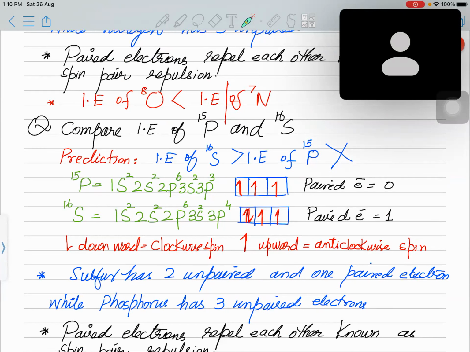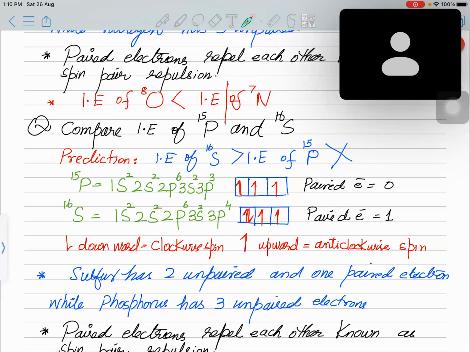So it's the same thing applied here with oxygen. They both have the same number of inner electrons, but sulfur has one more electron, so it has two paired electrons, right? Which means that they repel each other. So it's easier to remove one electron from sulfur than phosphorus. Yes, very good.